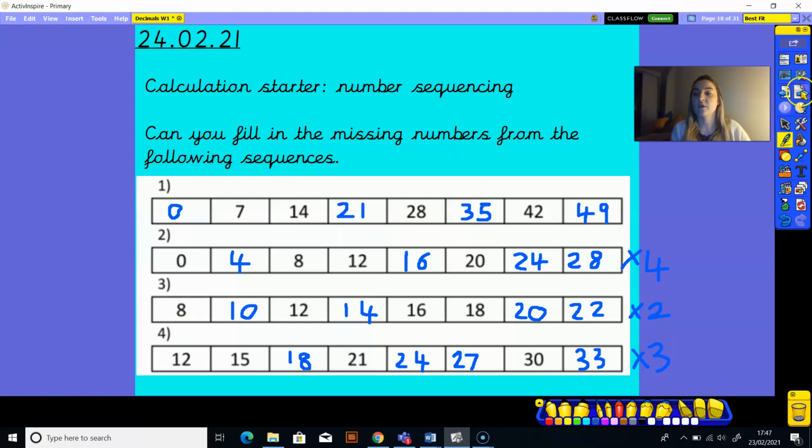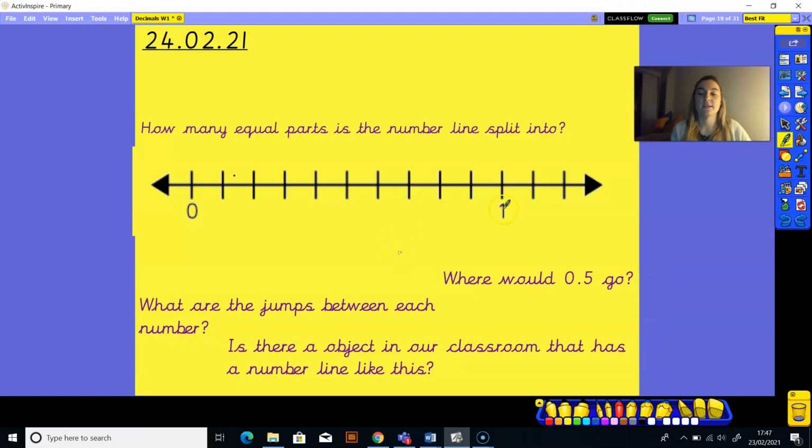Now today we are going to be looking at finding tenths on a number line. So we're going to be looking at recognising tenths on a number line, and also we're going to have a look just briefly at how we might use those to measure things with tenths on a ruler.